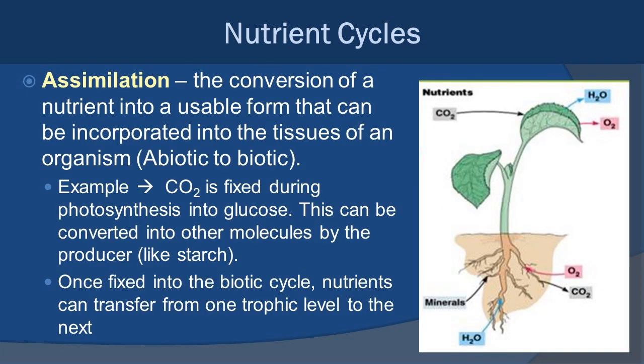Now, within nutrient cycles, you're always going to see some form of assimilation, and that's the conversion of nutrients into a usable form that can be incorporated into the tissues of an organism. So this is the transition from an abiotic to a biotic form. An example of this would be carbon dioxide, CO2, which is fixed during photosynthesis into glucose. And from there, it is converted to other molecules by the producer itself, by the plant, like starch. And from there, of course, it can be cycled up through the trophic levels through consumption by herbivores and whatnot. On the image on the right, you can see the plant taking in both water, oxygen, O2, CO2, and of course nutrients through the roots.